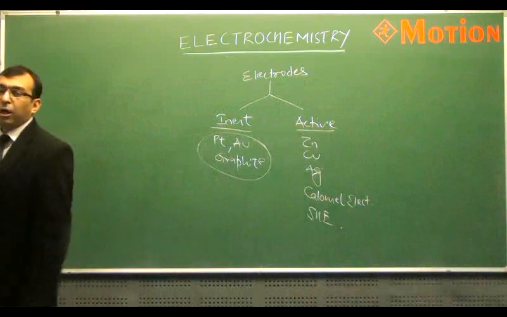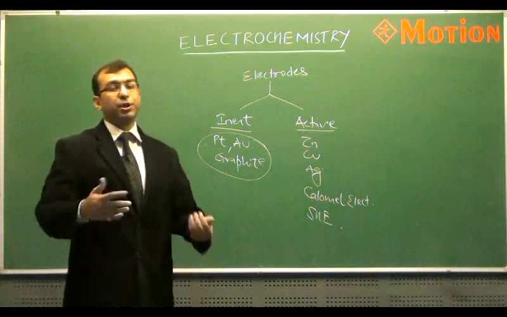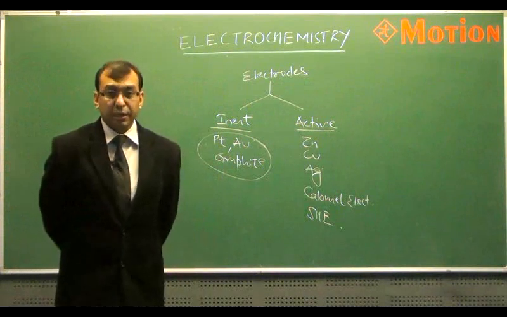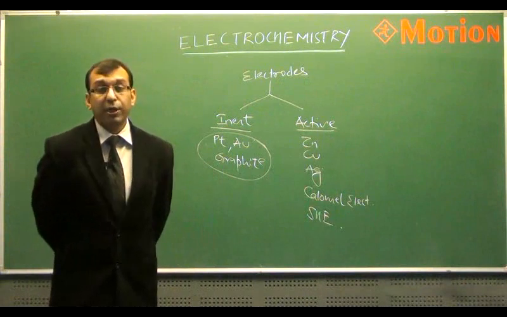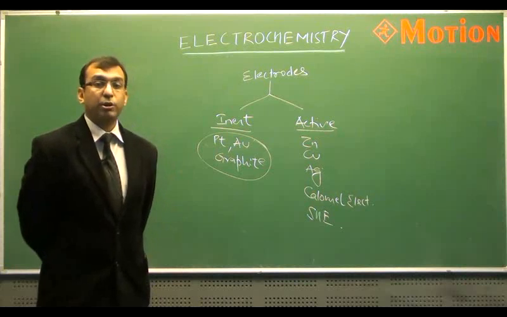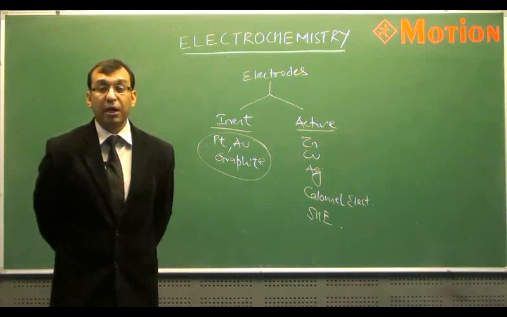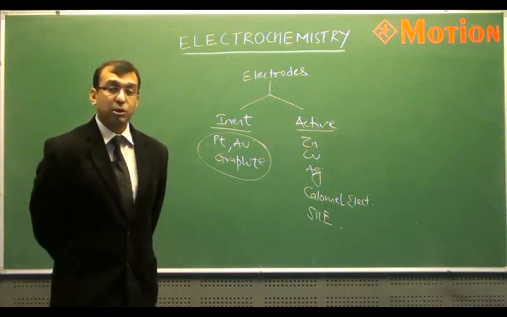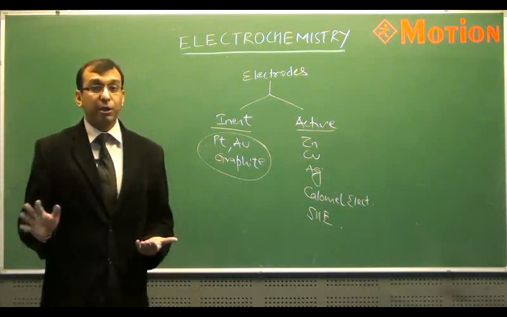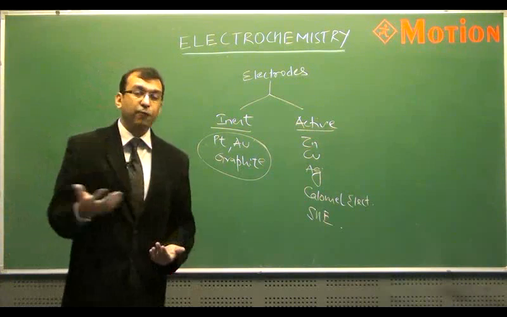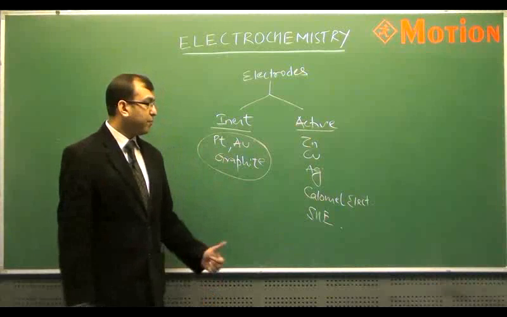What are active electrodes? Active electrodes are those electrodes which may directly or indirectly influence the reaction taking place in the electrolytic cell. Once again I am repeating, active electrodes are those electrodes which can influence the reaction taking place at anode and cathode. I am saying they may influence the reaction. It's not necessary they will influence, but they may influence the reaction taking place at anode or cathode anywhere.